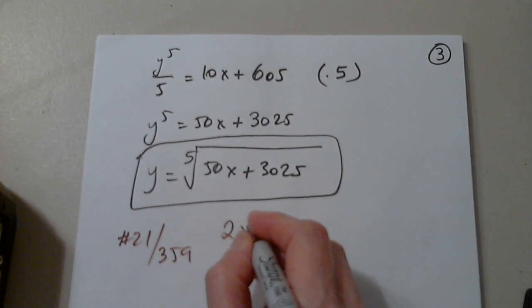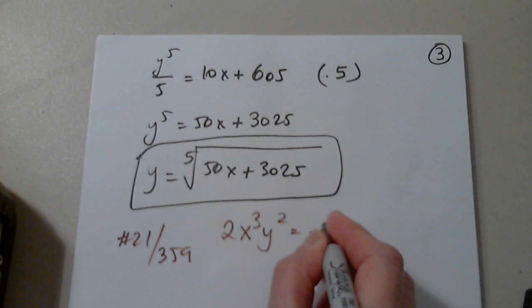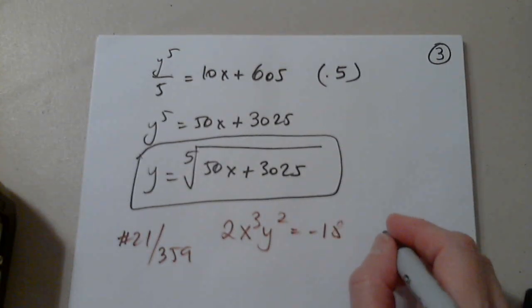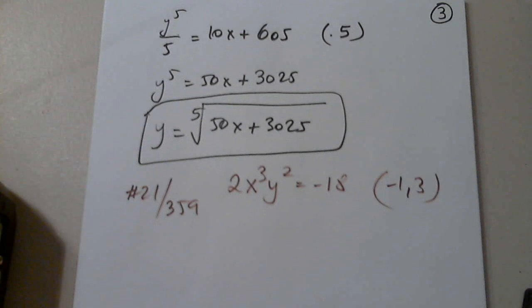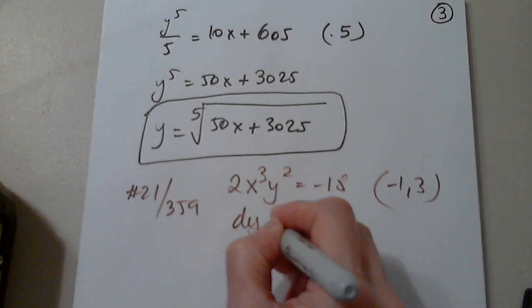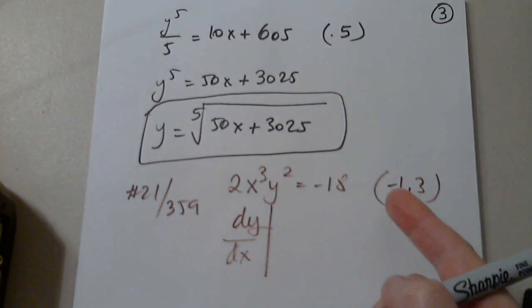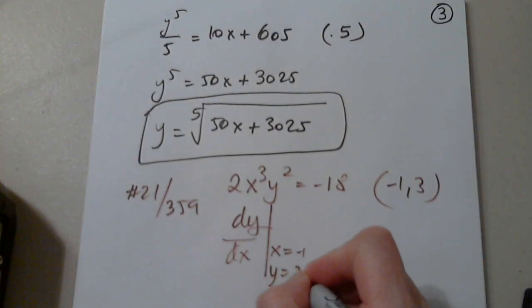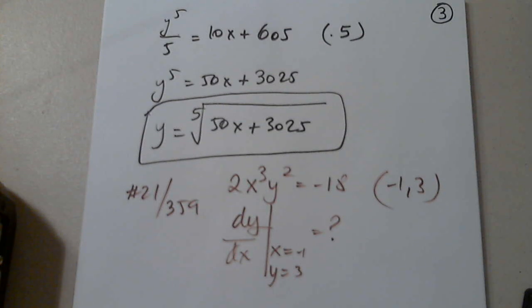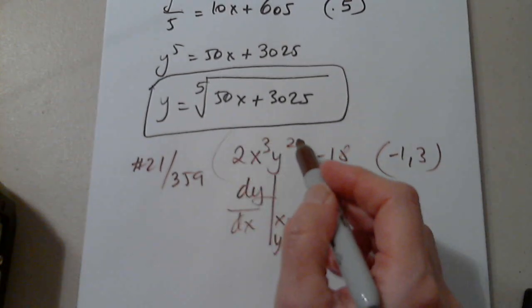So we have 2x to the third y squared equals negative 18, and the given point is negative 1, 3. Did I manage to copy from something else? No. For a change, I copied the right problem. Good. So they're asking us to find dy over dx when x is negative 1 and when y is 3. This is the question. So we differentiate both sides.